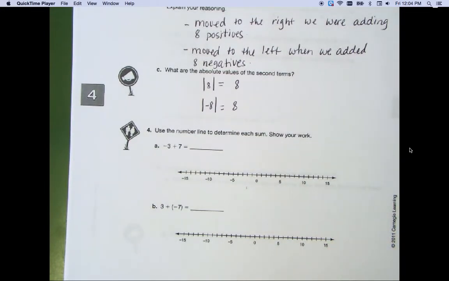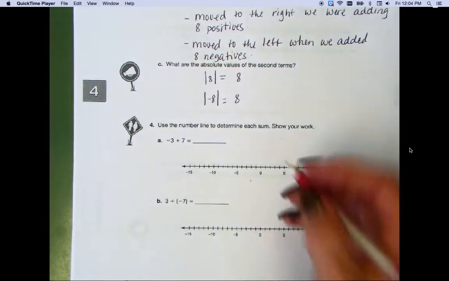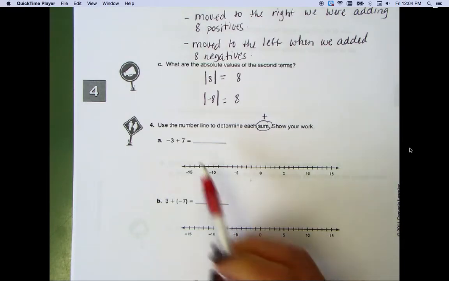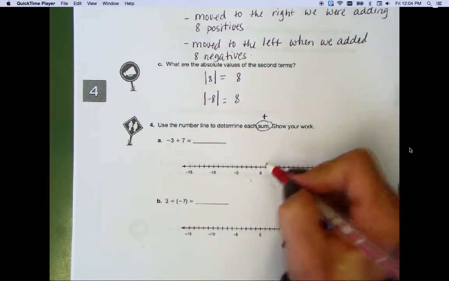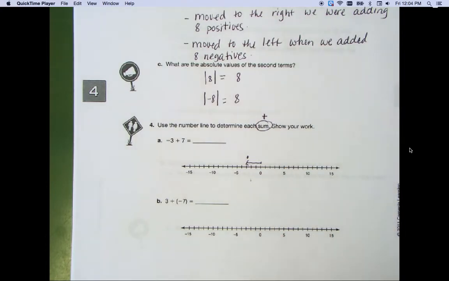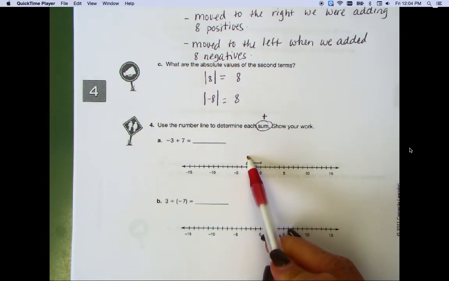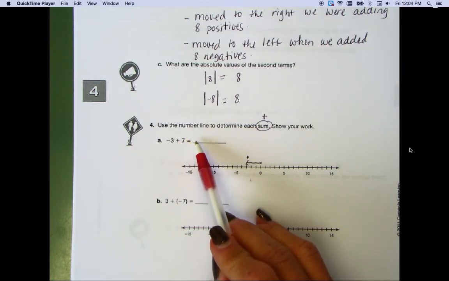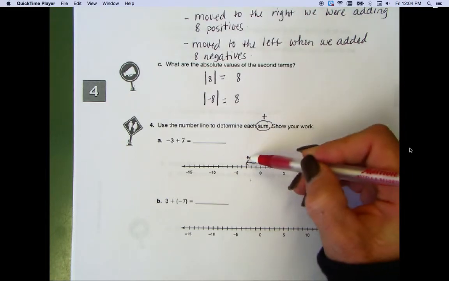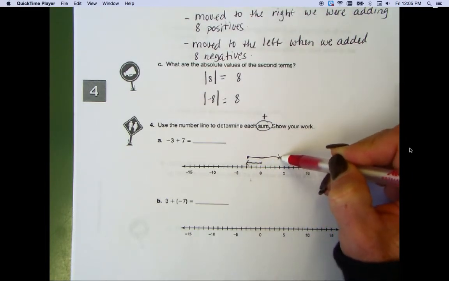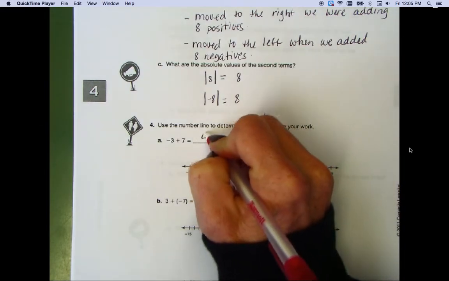So we are going to use the number line to determine each sum. Remember, when I see the word sum, I know I have an addition problem. So first it tells me to go to negative 3. So I start at 0, and I go to negative 3 on the number line. Now this is going to be my new starting point. I'm adding 7 positives. Positives mean I'm moving to the right 7 spaces. So 3, 4, 5, 6, 7, and I end right here at positive 4.